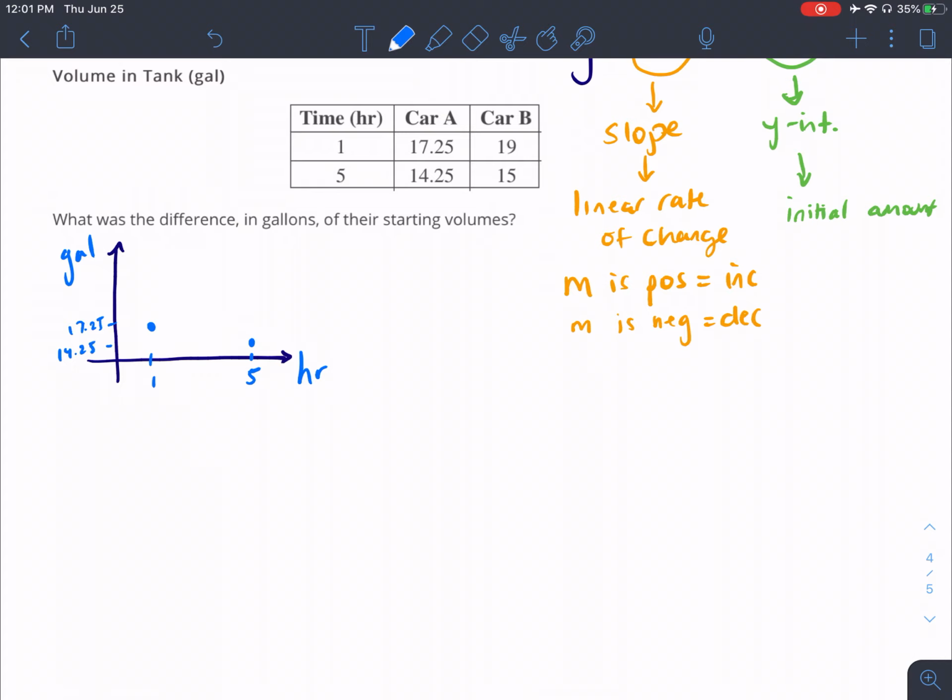So notice that by looking at this table and this graph, if I was to connect these two dots, my graph is a line because it's telling me that it's going to be modeled linearly, and the line is going down as I go left to right. So notice that your slope is going to be negative, which makes sense because the rate of change is a decreasing rate. So remember that my slope should be negative.